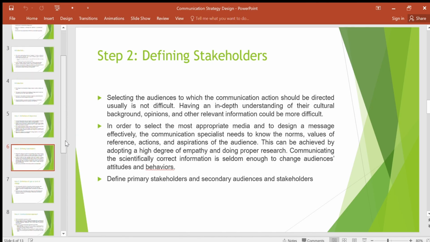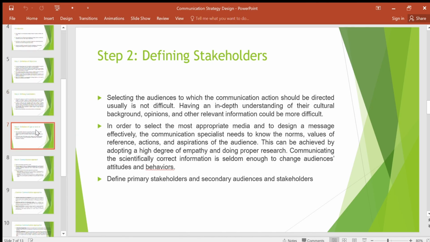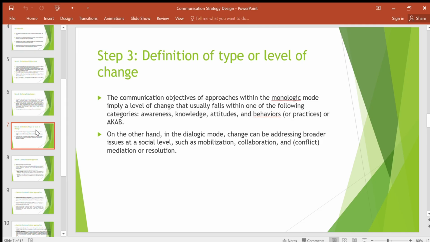Moving on swiftly, we are going to our third step, that is definition of type or level of change. It can be monologic or dialogic. Monologic mode, it is a level of change that usually falls within one of the following categories. We call it ACAB. ACAB is the acronym. The acronym means awareness, knowledge, attitudes, and behaviors or practices.